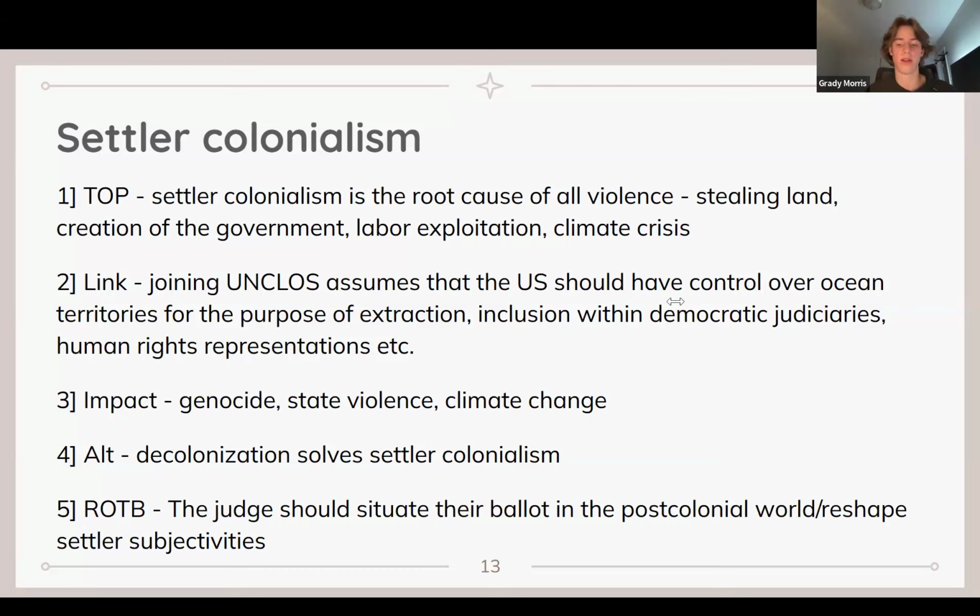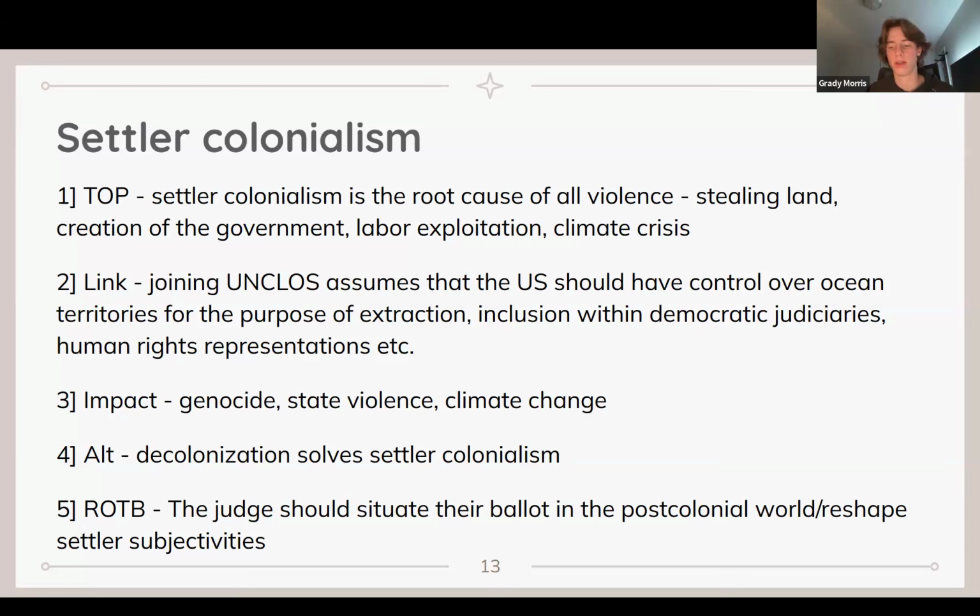Settler colonialism basically essentially is just saying that whenever settlers came to the Americas and whenever they inhabited that land permanently, they securitize against Black and Indigenous people, which causes violence. Then the link. This is an example specifically to the UNCLOS side of the topic. It says that joining UNCLOS assumes that the United States should have control over ocean territories for the purpose of extraction, i.e., UNCLOS does things like prohibit deep sea mining, which is an example you've heard throughout the lecture.